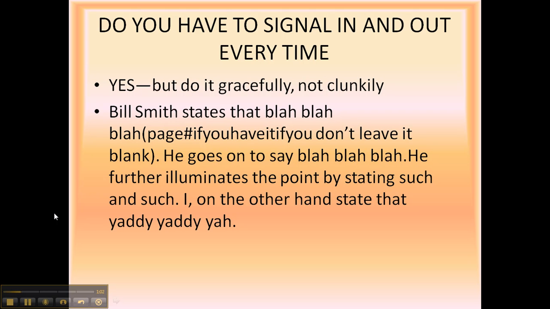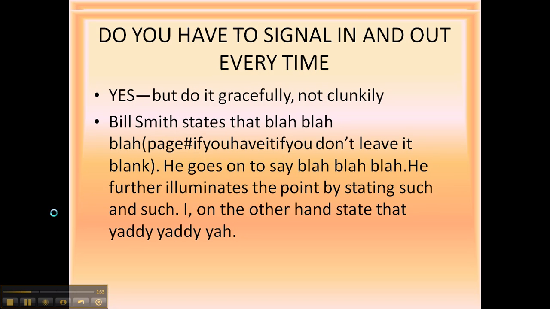Do you have to signal in and out every time? Yes, but do it gracefully, not clunkily. Here's an example. Bill Smith states that blah, blah, blah, and then you have your signal out, page number if you have it, if you don't, leave it blank. He goes on to say blah, blah, blah. He further illuminates the point by stating such and such. I, on the other hand, state that yada, yada, yada. So the I, on the other hand, is signaling to your reader that it's not you anymore, okay? So that's how you're signaling out of the quote of the material prior to that.